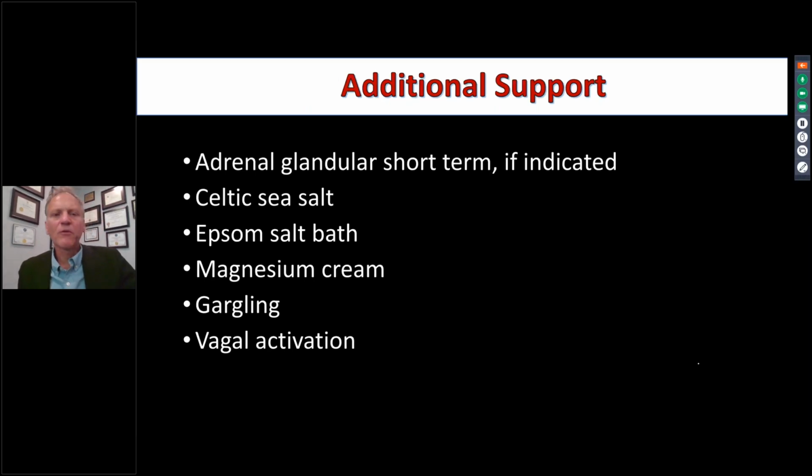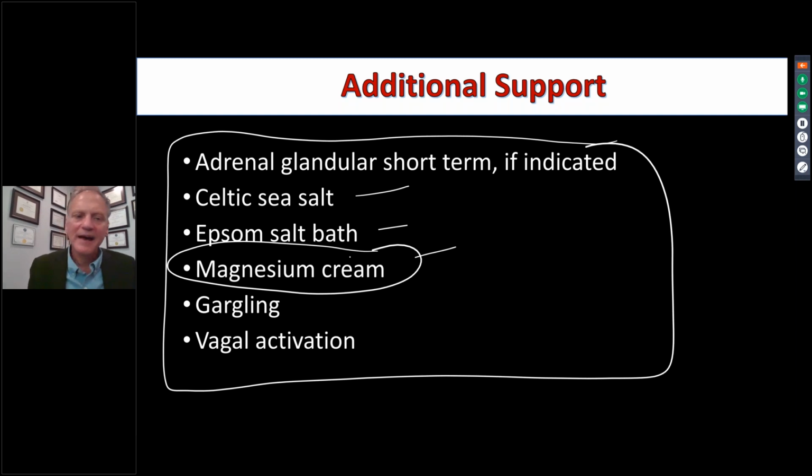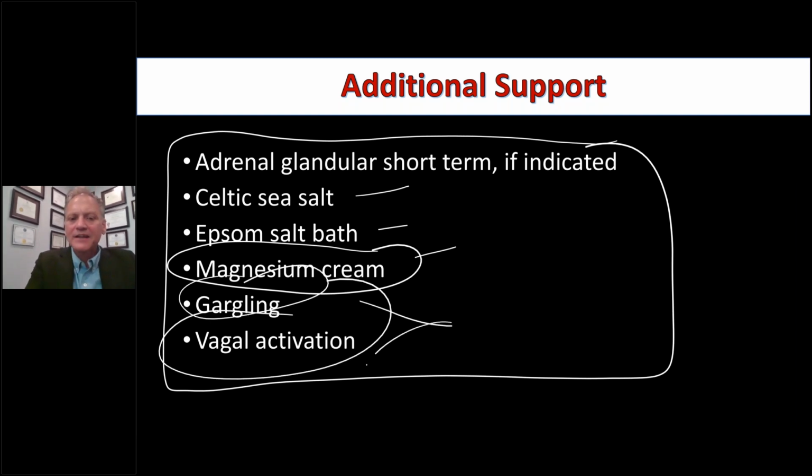All right, so additional support. If you have somebody that's having a lot of problems with blood sugar, then go ahead and support those adrenals. Use an adrenal glandular, maybe some Celtic sea salt, Epsom salt baths. Magnesium is a wonderful mineral to balance out the sympathetic nervous system. Gargling and vagal activation, because the vagus nerve is a very powerful nerve, the most powerful nerve in the body, to help balance the autonomic nervous system. So this will all work together in helping you regulate that blood sugar.